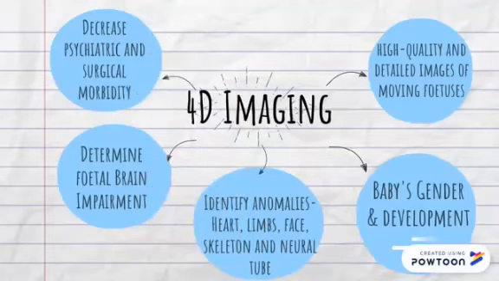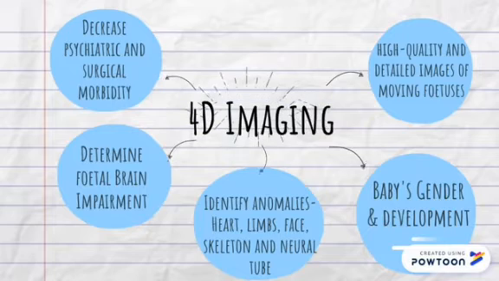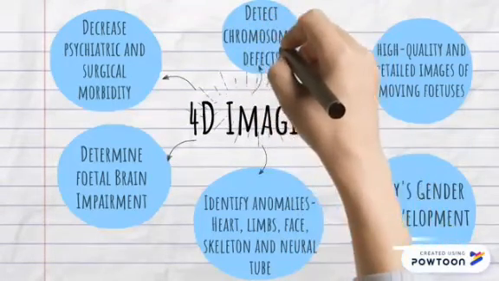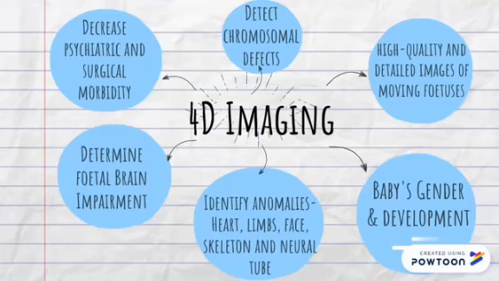This is by allowing the option of any early versus late termination of pregnancy, which minimizes the risk of miscarriage from an invasive procedure later on in a pregnancy. Detect chromosomal defects, for example Down syndrome, by measuring the amount of fluid behind the fetus's neck.